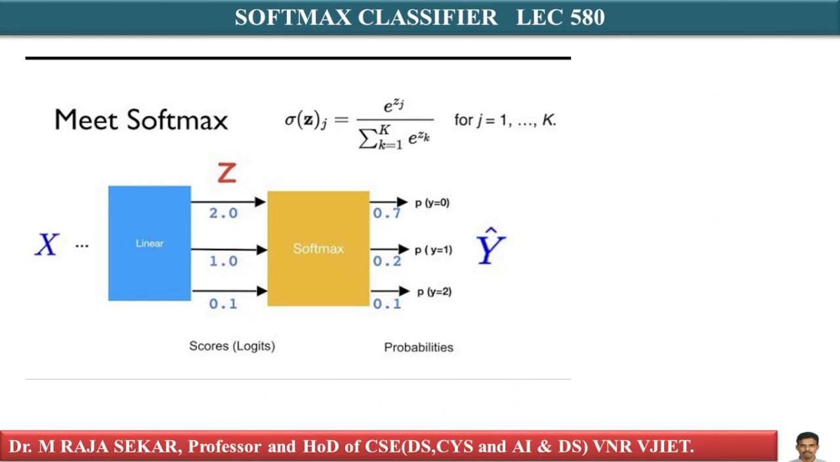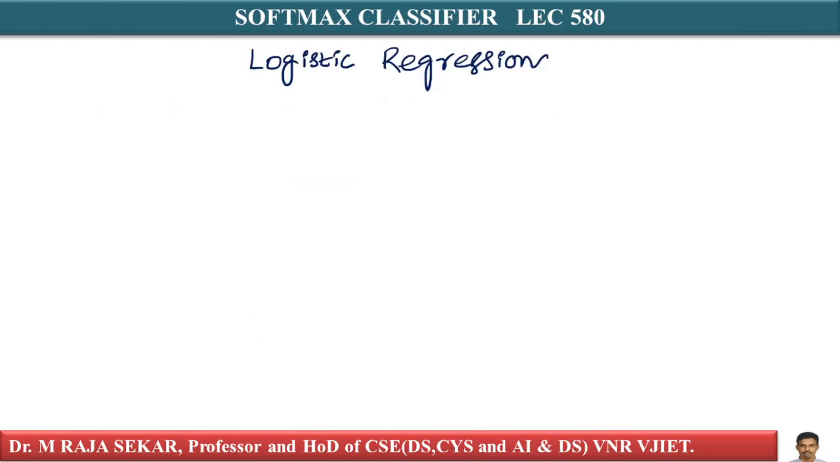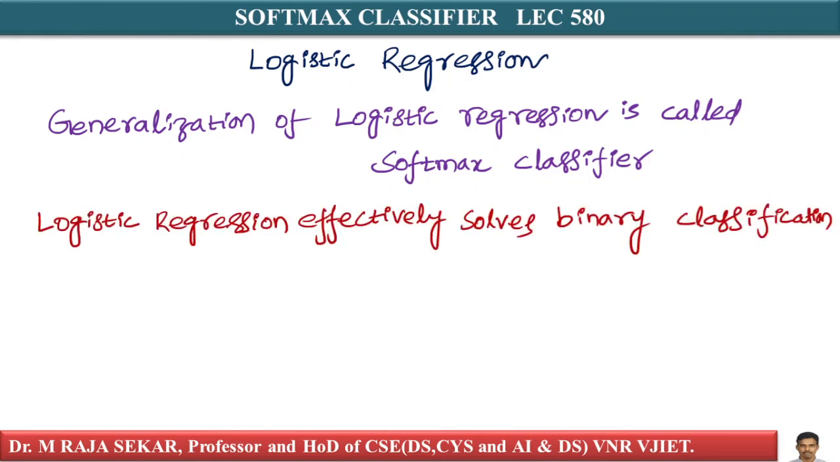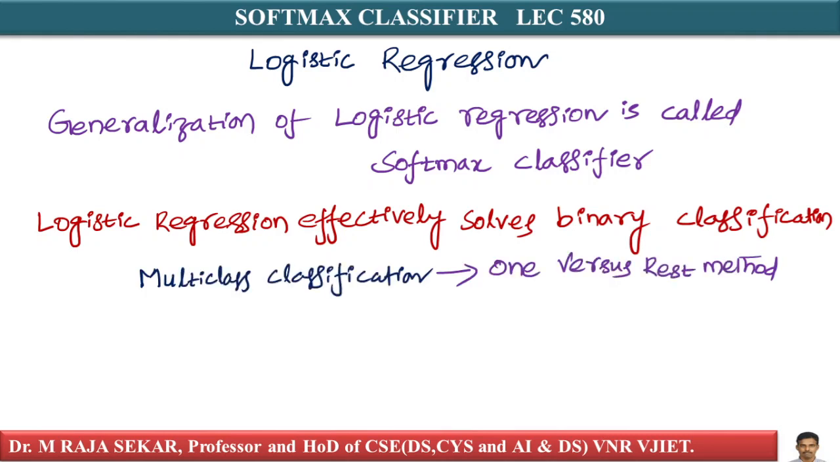In this lecture, we will try to understand the Softmax classifier, Softmax and cross entropy for multi-class classification. We all know logistic regression very well because we have seen it multiple times. In this lecture, we will learn about a generalization of logistic regression called the Softmax classifier. Remember, logistic regression effectively solves binary classification. If you have to solve multi-class classification using logistic regression, we use the one versus rest method.